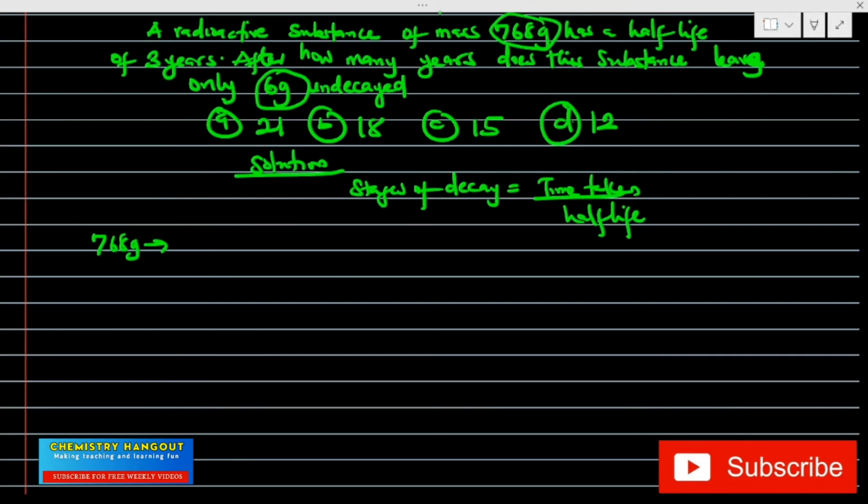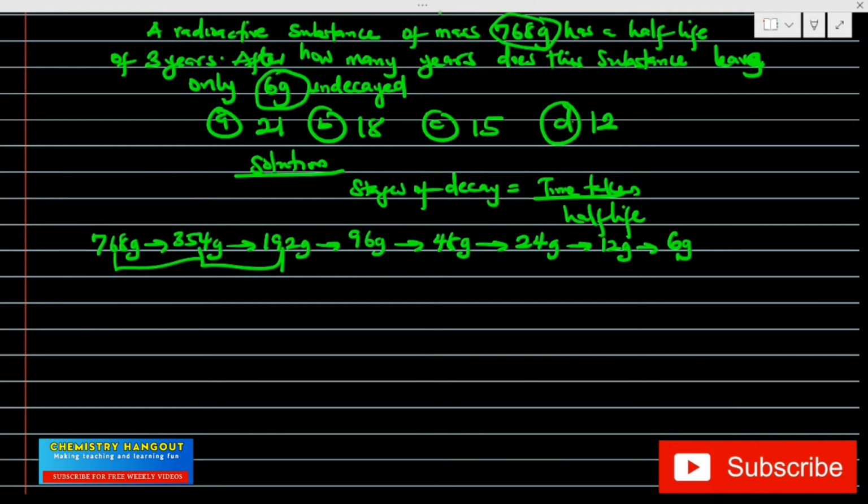768 gram divided by 2 gives us 384 gram, right? Divided by 2 again gives us 192 gram. Divided by 2 again gives us 96 gram. Divided by 2 again gives us 48 gram. 48 gram divided by 2 again gives us 24 gram. 24 gram divided by 2 gives us 12 gram. 12 gram divided by 2 gives us 6 gram. That's the stopping point.